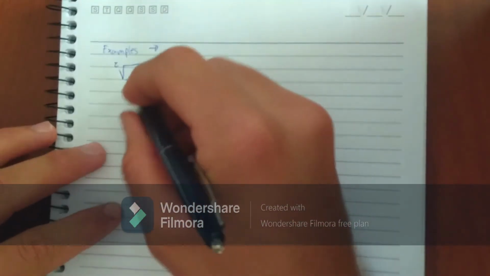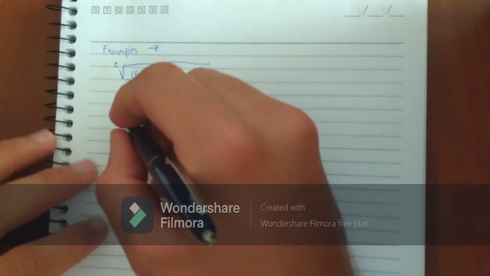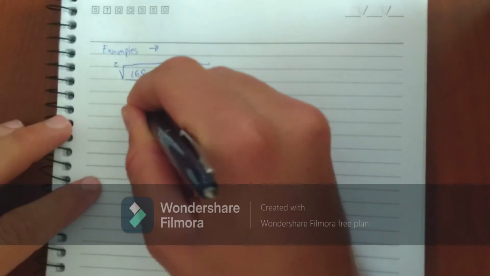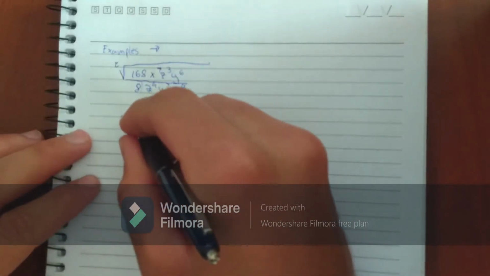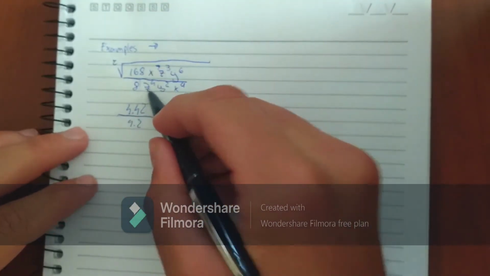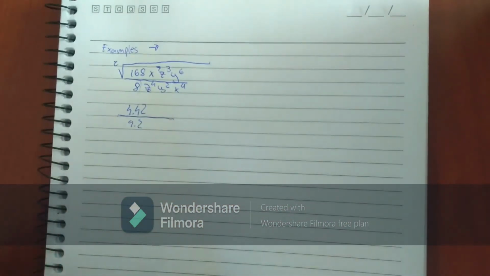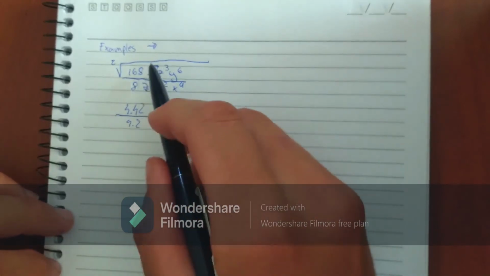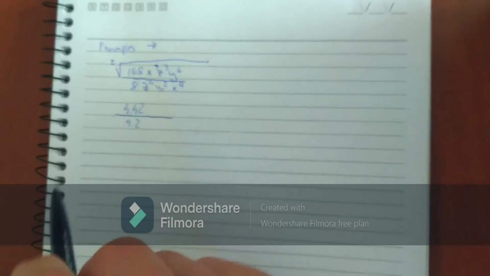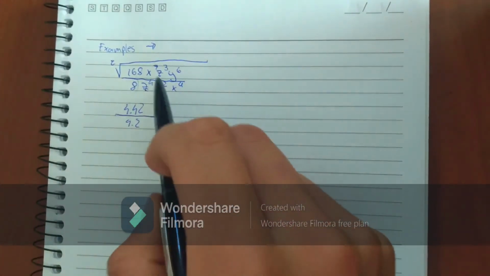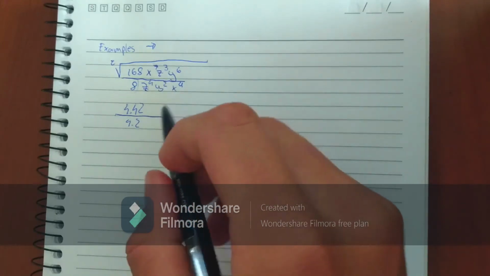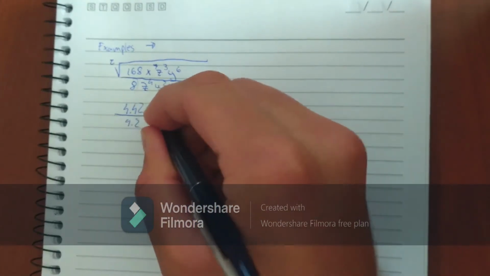So 168 is 4 times 4 times 42, and 8 is 4 times 2. Then we use our exponential properties. You remember when you divide variables with exponents, same base, different exponents, you subtract the exponents. So x to the power of 7 divided by x to the power of 4, 7 minus 4 gets us 3. So x to the power of 3.